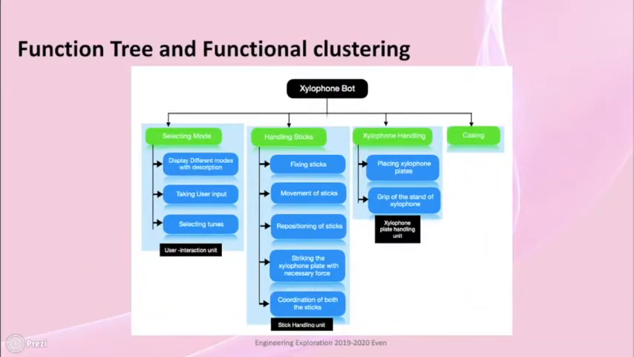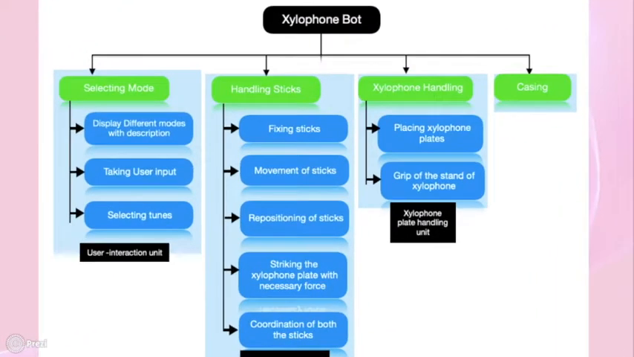Next is function tree and function clustering. These are the functions which will be performed by the bot. First, the modes and the description will be displayed on a screen. Then, the user will give input to select modes. Then, the sticks will move according to the mode selected and strike the xylophone plate to create the tune.